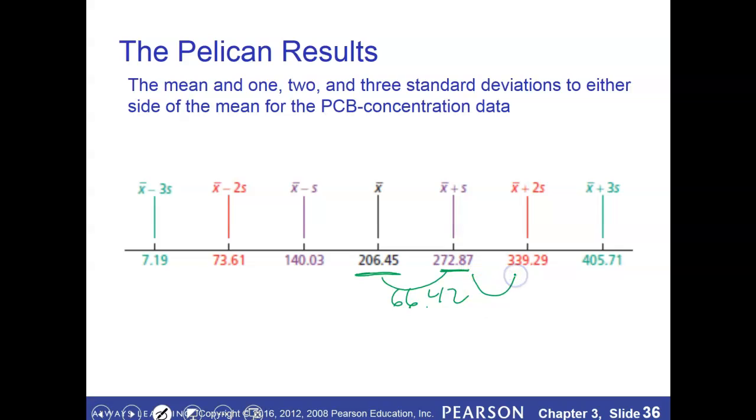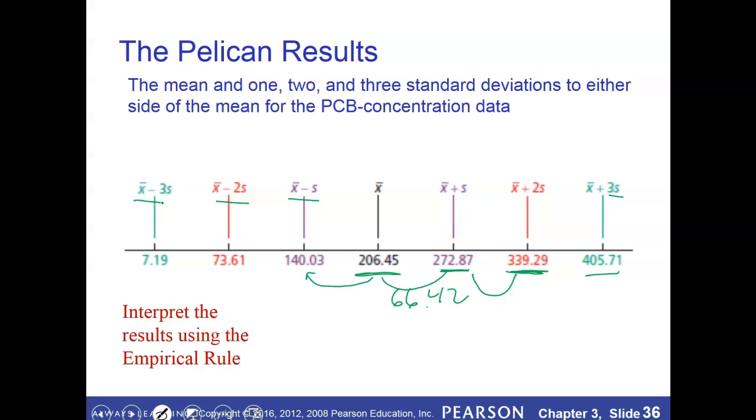If I add 66.42 again, this is two standard deviations above the mean, and finally 3 standard deviations above the mean. And then I could go the other way too. If I subtract 66.42, this is 1 standard deviation below the mean, 2 standard deviations below the mean, and 3 standard deviations below the mean. And then we can come up with these conclusions.